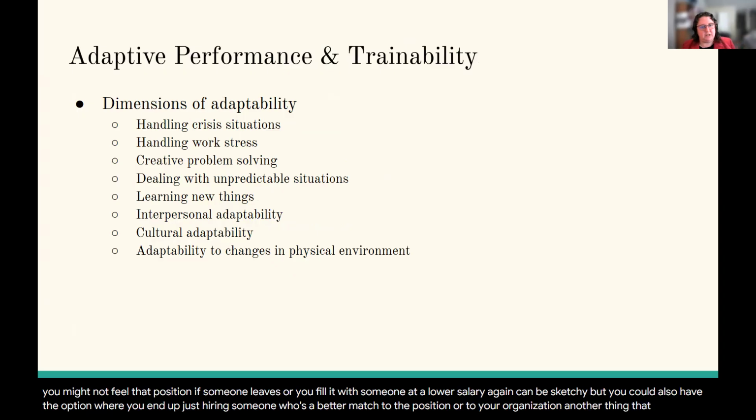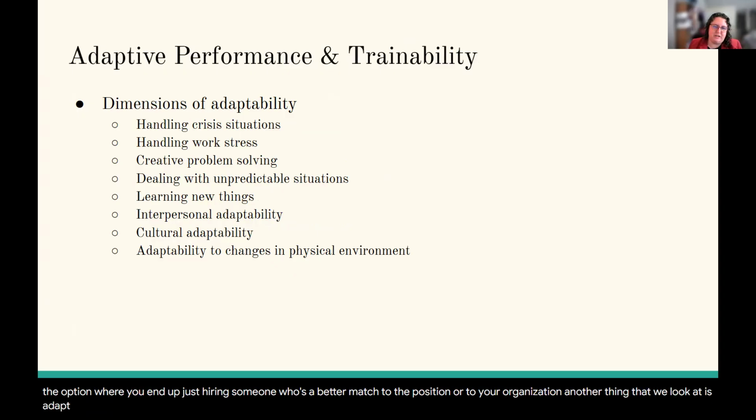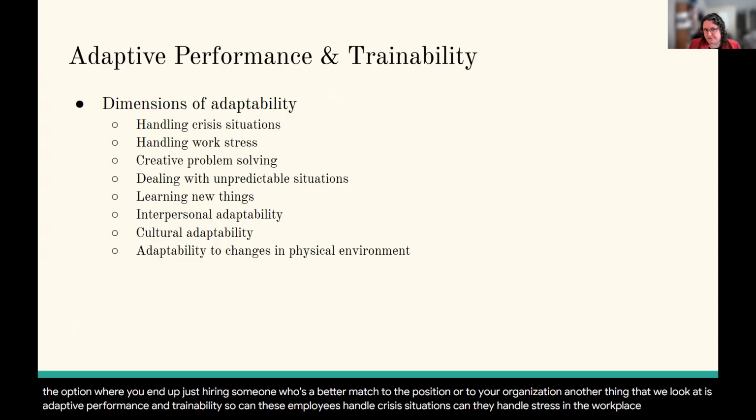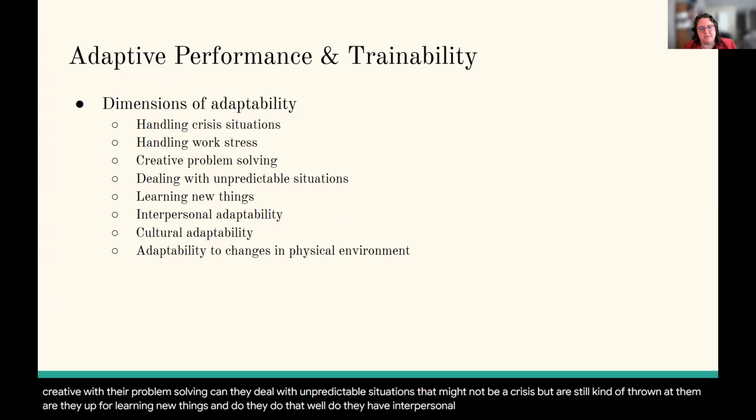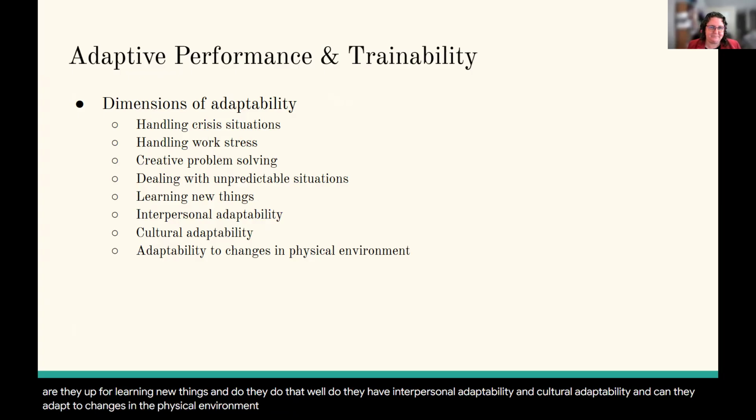Another thing that we look at is adaptive performance and trainability. So, can these employees handle crisis situations? Can they handle stress in the workplace? Are they creative with their problem solving? Can they deal with unpredictable situations that might not be a crisis, but are still like kind of thrown at them? Are they up for learning new things, and do they do that well? Do they have interpersonal adaptability and cultural adaptability? And can they adapt to changes in the physical environment?